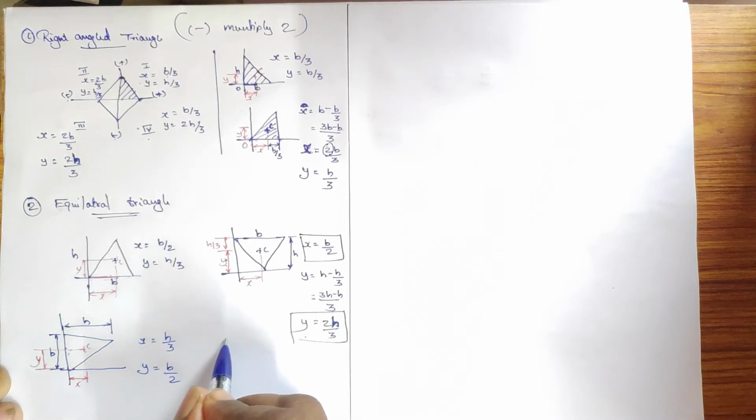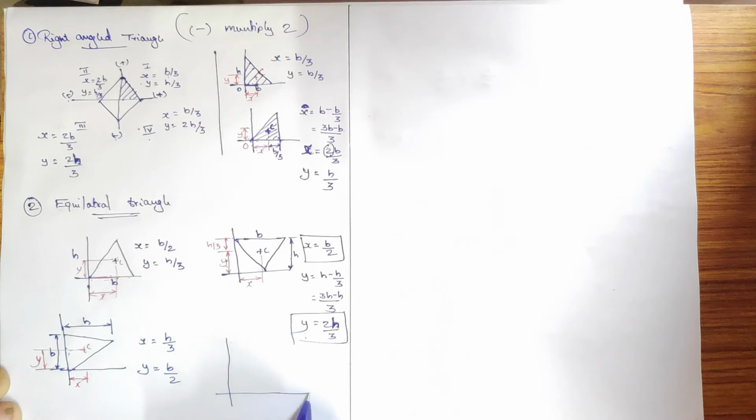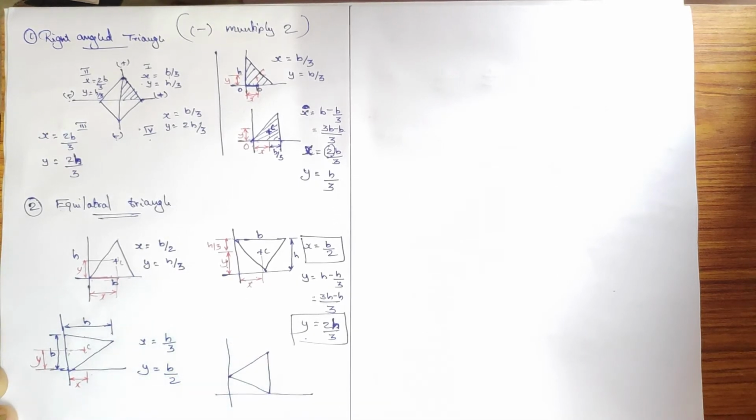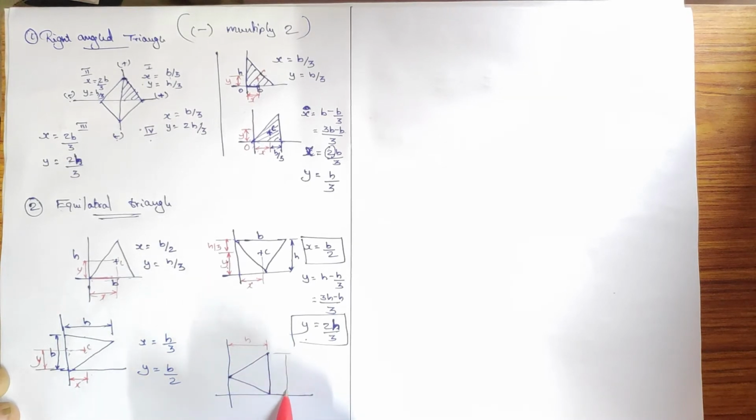Suppose the equilateral triangle is something like this, then what would be this height? This length is h, and this height is b. So what would be the x? What would be the x distance for the centroid? What would be the y distance?